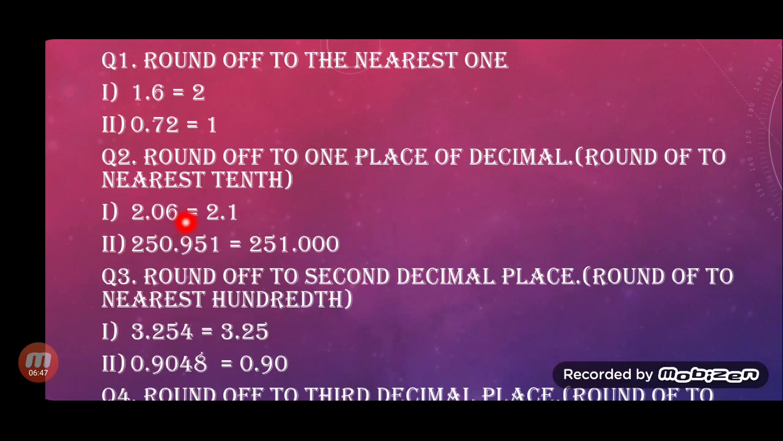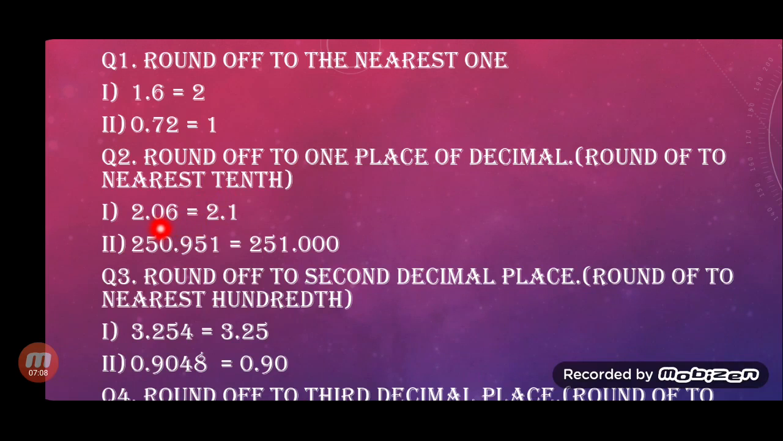One place to the decimal means round off to the nearest tenth. Now what is the tenth digit here, beta? 0. 0 means 0.10. So what will you do? Just see the right side digit. It is 6. Again, children, it is more than 5.